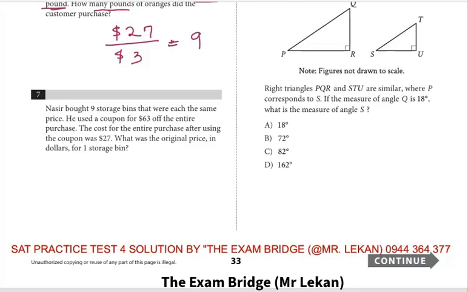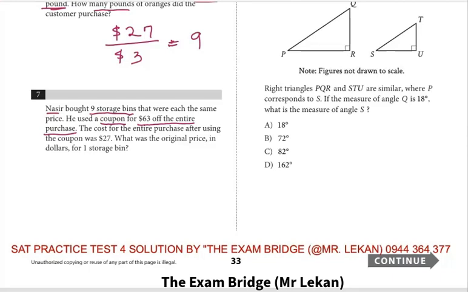Now, there are some things we have to understand here. Coupon. This coupon means it's like a paper or a digital code or a small certificate that someone can use to purchase or to get services either for free or at a lesser price. That is coupon. So, this guy, Nasri, he was able to buy 9 storage bins, fine. And he used a coupon for $63 off the entire purchase. That means he was able to save $63.